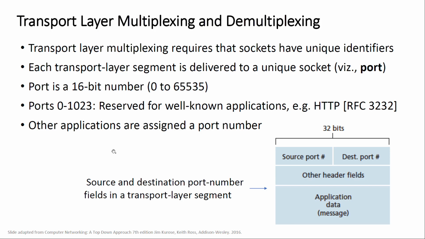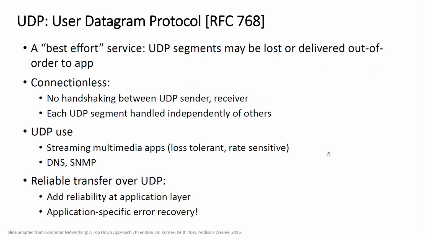So a message appears like this. Source and destination port number fields here are used in the transport layer segment. And there are other header fields here, then the application data here. Since these are 16-bit numbers, you use 32 bits for source port and the destination port number.